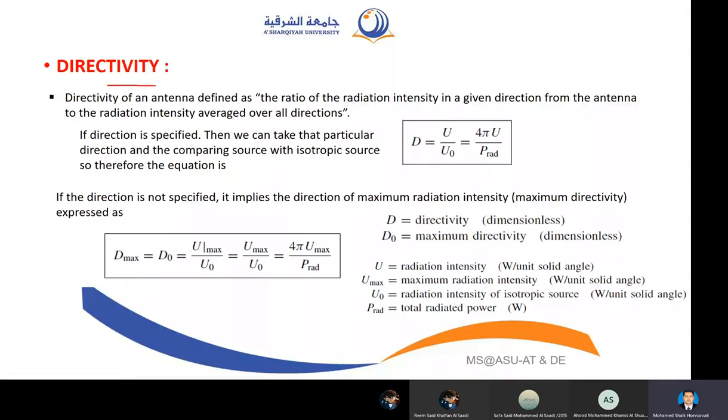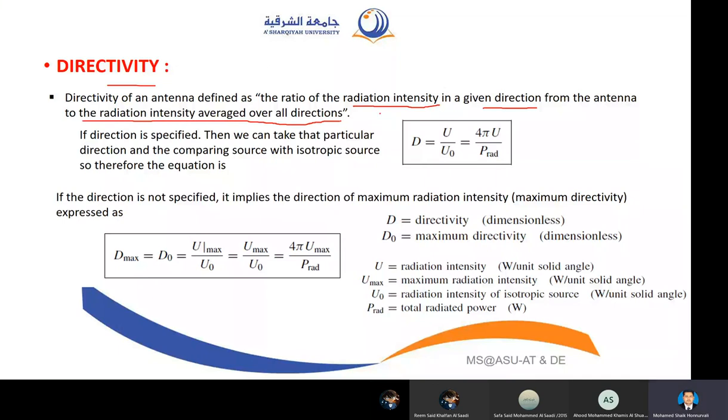Next, directivity. This is also another important parameter of an antenna. Directivity of an antenna is defined as the ratio of the radiation intensity in a given direction from the antenna to the radiation intensity averaged over all directions, which means an isotropic antenna.